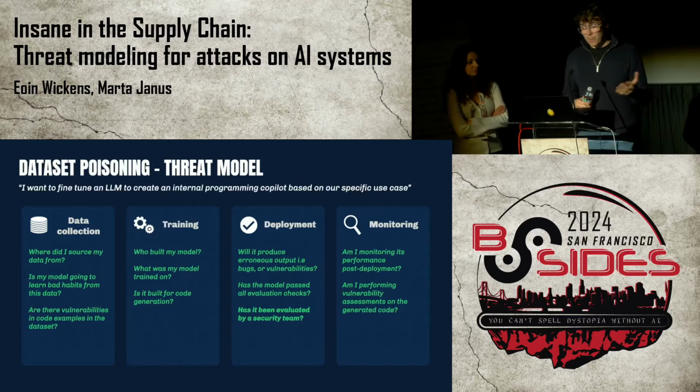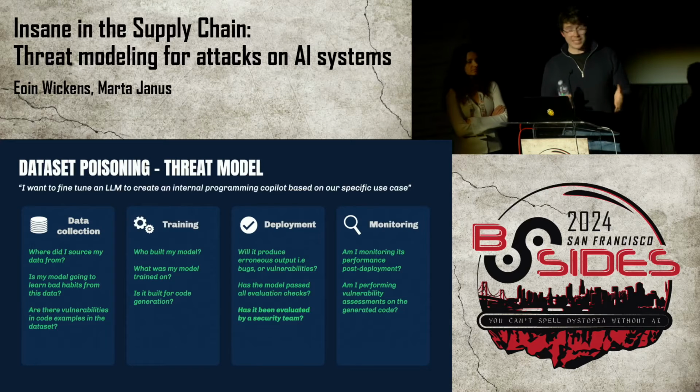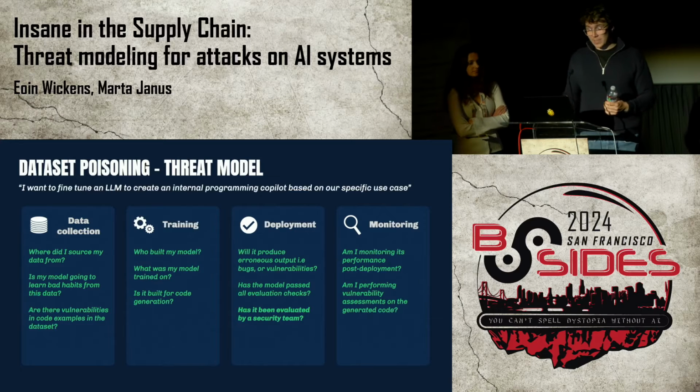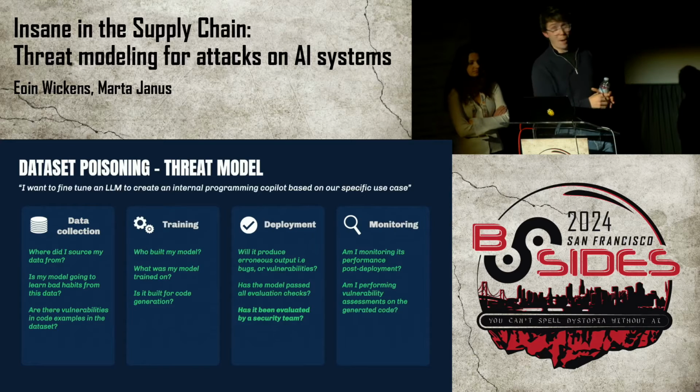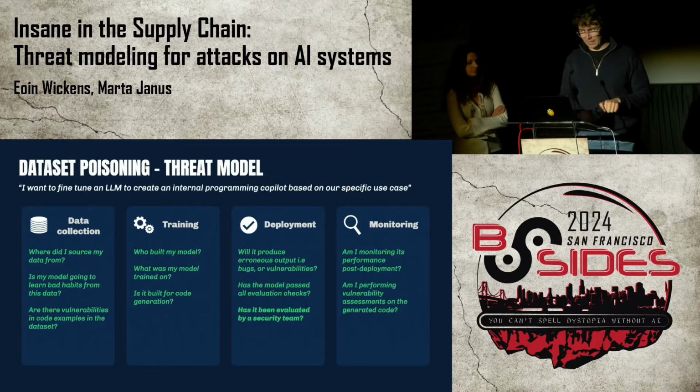Is my model going to learn bad habits from this data? As we said, garbage in, garbage out. If your data set has vulnerabilities in, your model's going to reproduce those. It doesn't have the intellect to be able to correct for those on the fly. And ultimately, the question we should probably be asking at the beginning: are there vulnerabilities in the code examples in the data set in the first place?